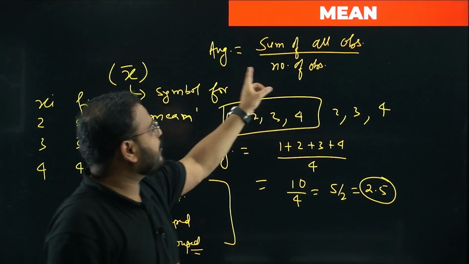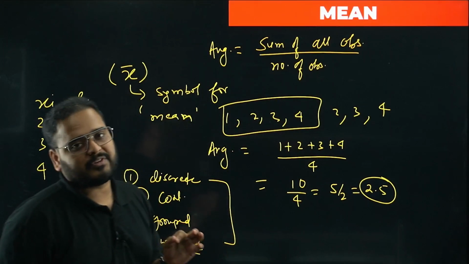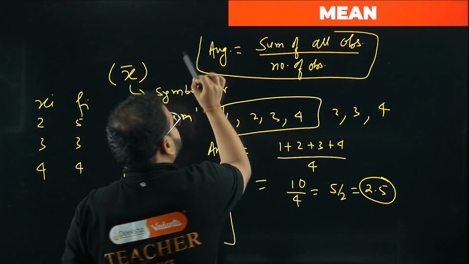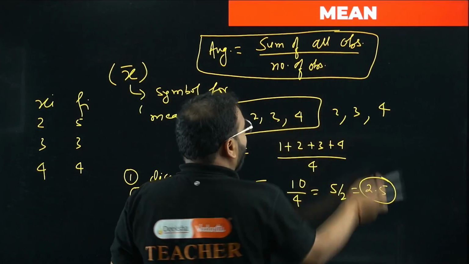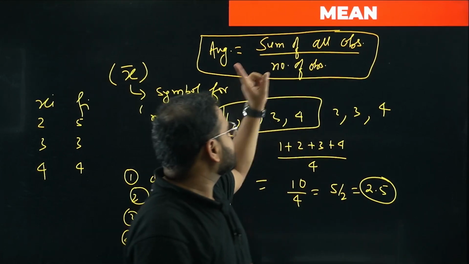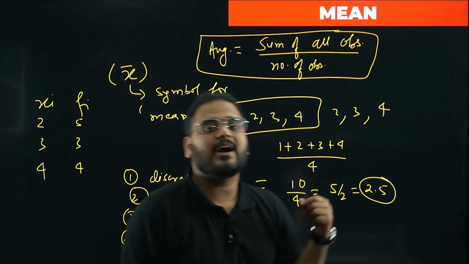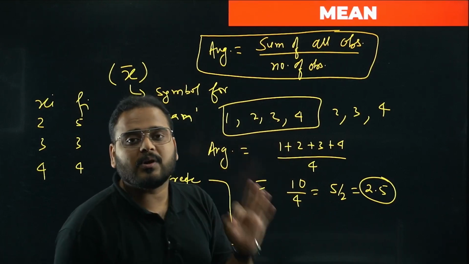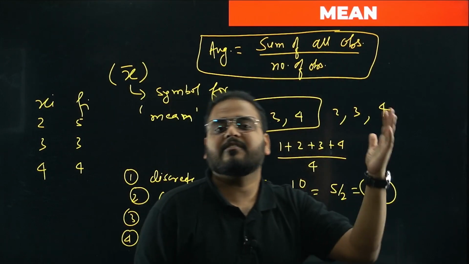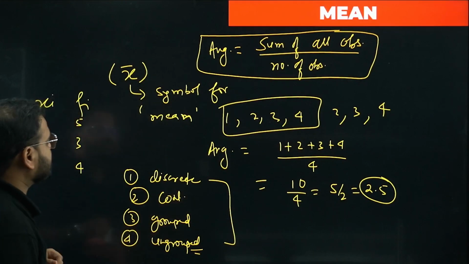For that we have a simple formula. What is that? Sum of all the observations divided by the number of observations. This is the definition of the mean. Just remember this: all the formulas and different methods that you have come from this one definition, which is the sum of all the observations divided by the number of observations. This is the only definition for mean, which is used in different stages to get different approaches to solve the various questions that we have.